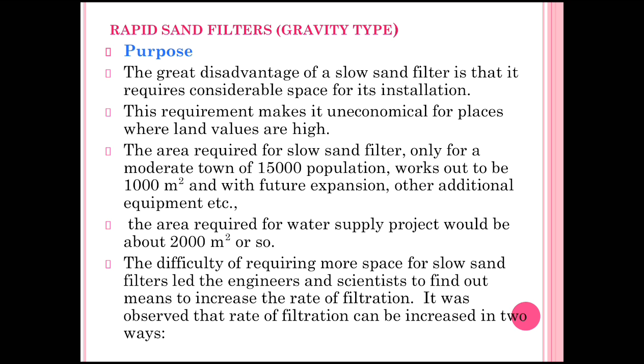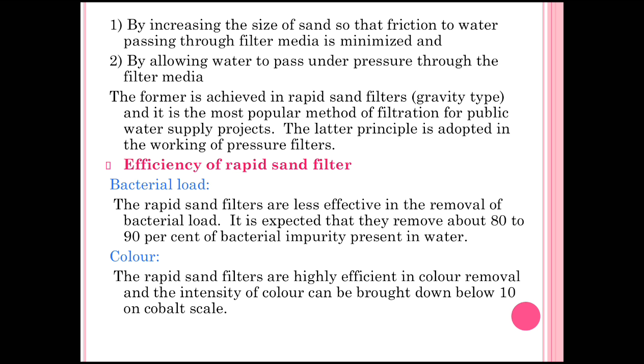The difficulty of requiring more space for the slow sand filter led the engineers and scientists to find out the means to increase the rate of filtration. It was observed that the rate of filtration can be increased in two ways. First one is by increasing the size of sand so that the resistance to water passing through the filter media is minimized, and second one is by allowing water to pass under pressure through the filter media.